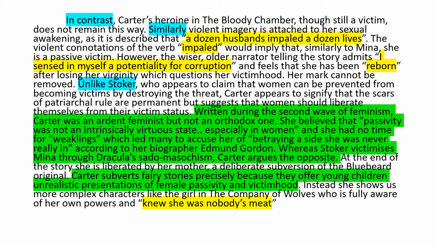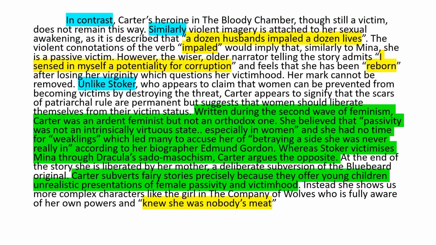But context has to be used to explain. Carter subverts fairy stories. She plays with fairy stories. She chooses these fairy stories precisely because they offer young children unrealistic presentations of females and victimhood, arguably is what Carter's suggesting. Instead, she shows us more complex characters like the girl in The Company of Wolves, who is fully aware of her own powers and "knew she was nobody's piece of meat."